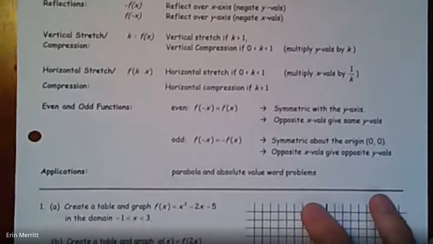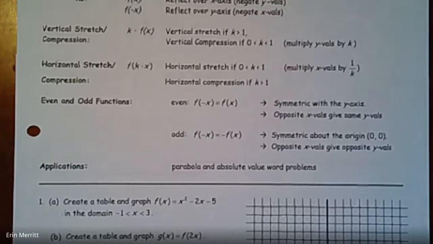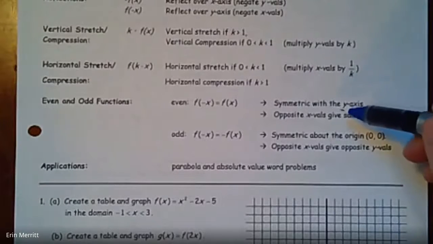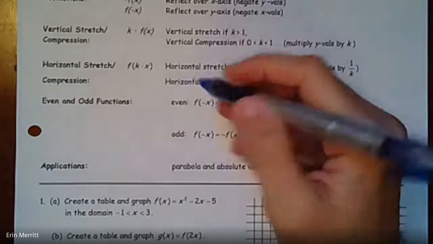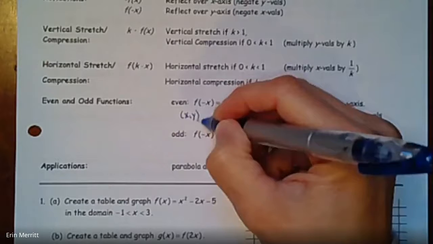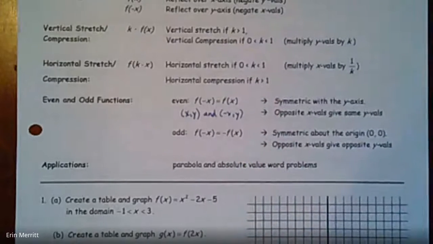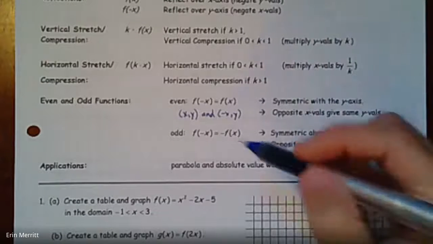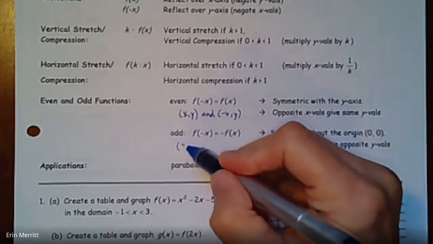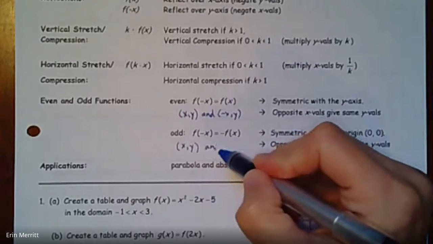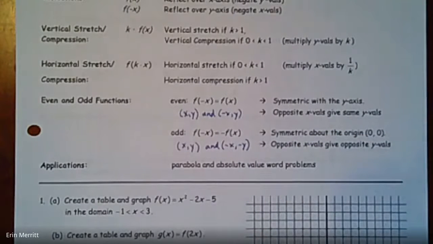Classifications wise, we talked about even functions versus odd functions. Even functions are symmetric about the y-axis, so it looks like a little reflection over the y-axis itself. You could write down as an extension that you would have the point (x, y) and the point (-x, y) on the graph. And then for an odd function, same idea. Since f of negative x equals negative f of x, what that really means is if you have the point (x, y), you also have to have the point (-x, -y) on the graph, right?